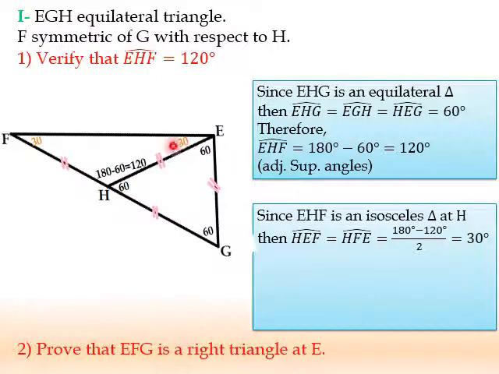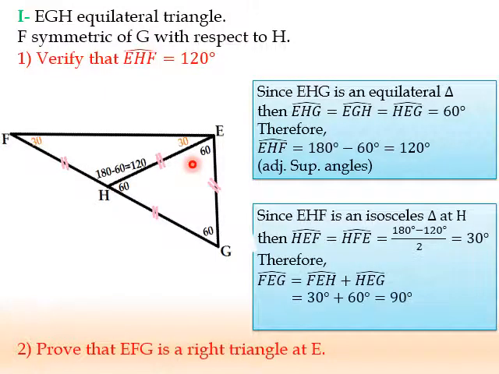Now, I proved that FEH equals 30 degrees and HEG equals 60. Their sum is 90 degrees. Since FEG equals 90 degrees, clearly I can say that EFG is a right triangle at E. It's easy, but I have to concentrate well.